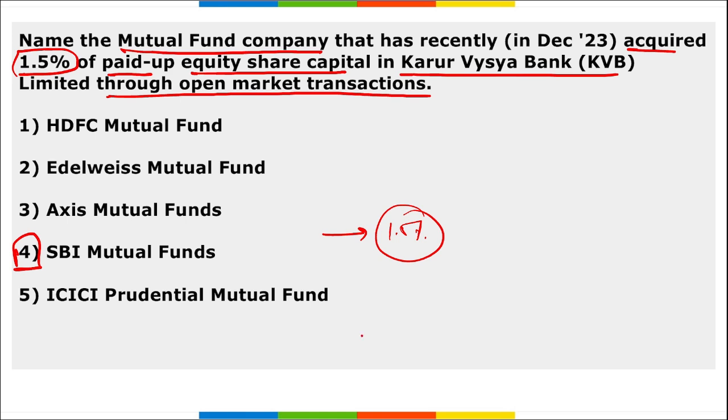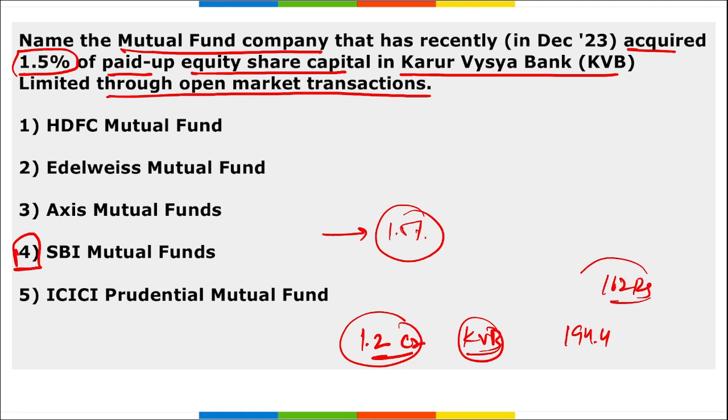Here SBI Mutual Fund purchased a total of 1.2 crore shares of Karur Vysya Bank for 194.4 crore, with an average price of 162 rupees. Right? And remember, RBI granted approval to SBI Mutual Fund to acquire an aggregate holding of up to 9.99% in Karur Vysya Bank.